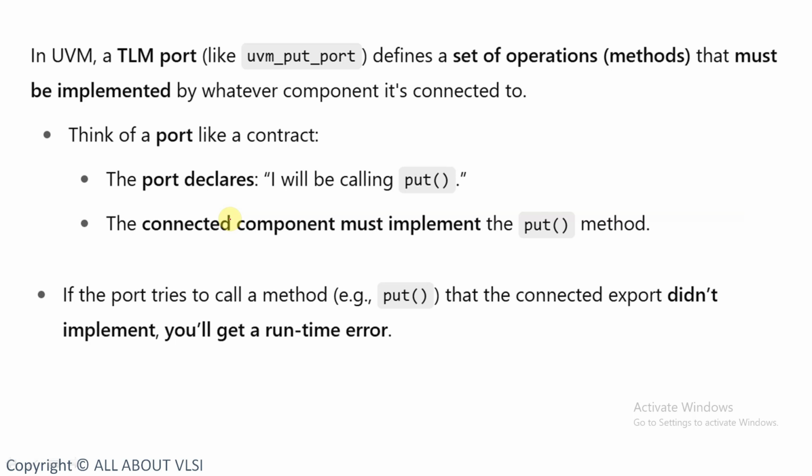Okay, this we have already known. If a port is declared, then a set of methods will be called by the respective port. You can think of a port like a contract. The port declares, I will be calling a put. The component must implement the put method.